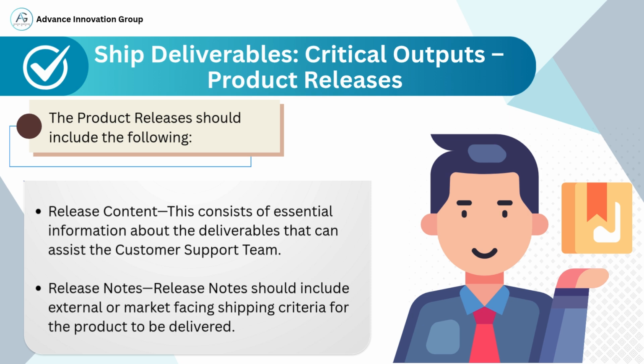There are two key components every release should contain. 1. Release content. This includes detailed information about what is being released, what features, updates, or fixes are part of the deliverables. This content is particularly important for the customer support team, as it helps them understand what's new, what's changed, and how to guide end users.